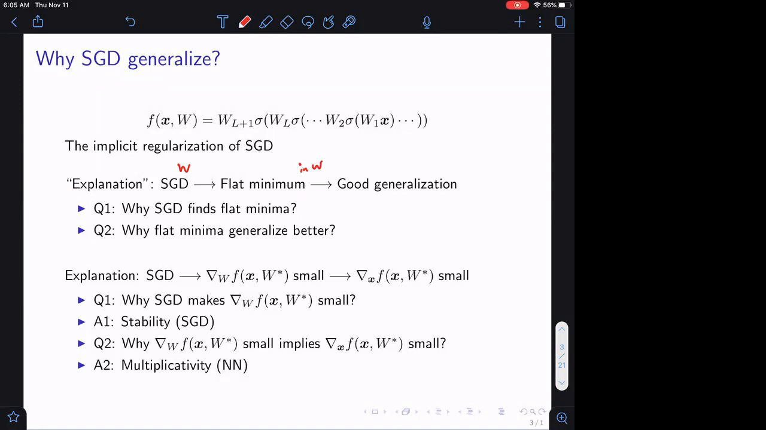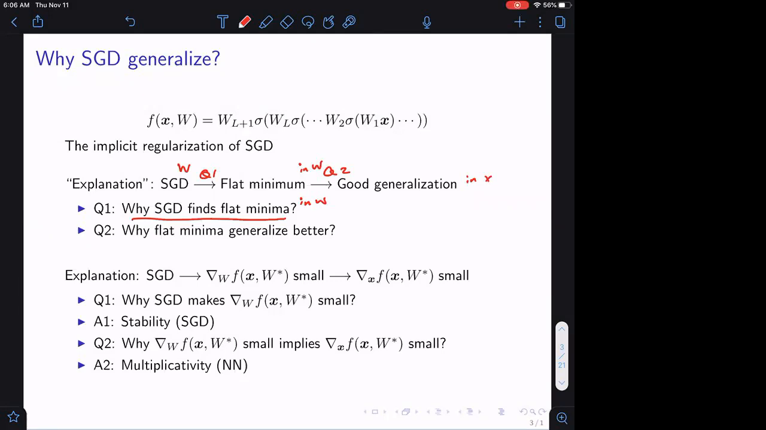But I want to say that, because we're trying to do some math about neural networks, this explanation is not very satisfactory, because really it just turned one question into two questions. The first question is now: why does SGD find a flat minimum in W? So you have to answer this question. This is question 1. Question 2 is: why does flatness in W give you good generalization error? Well, that's not trivial, because flatness of a minimum is a statement about the weights, in the W variable, but good generalization is about the X variable. So you're really talking about properties of two different variables, and it's not clear how to transform one into the other.